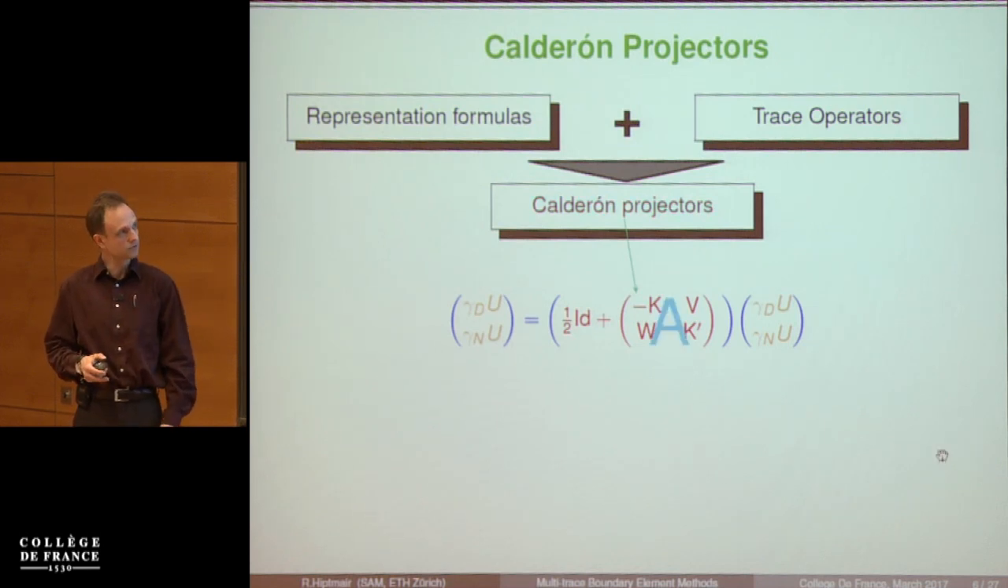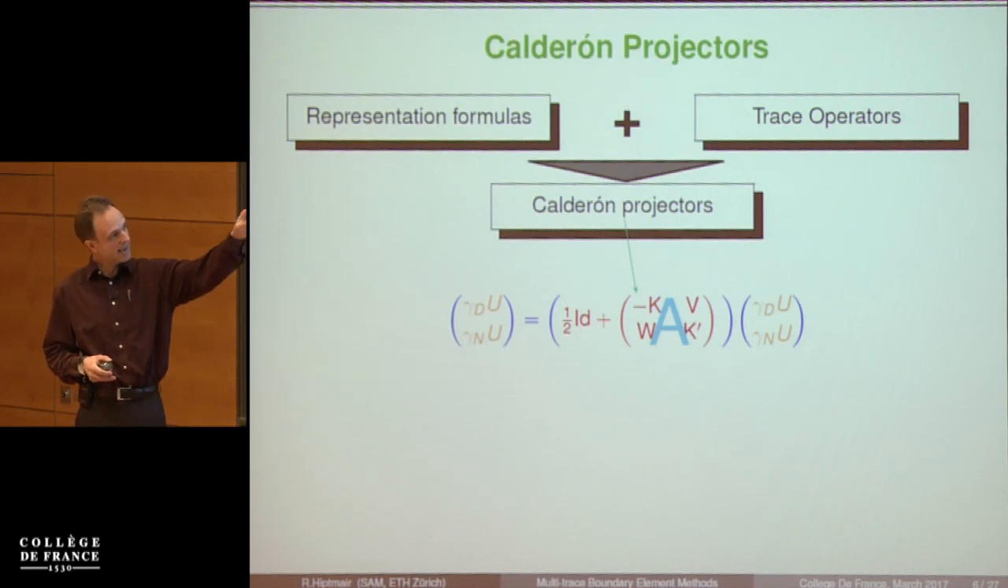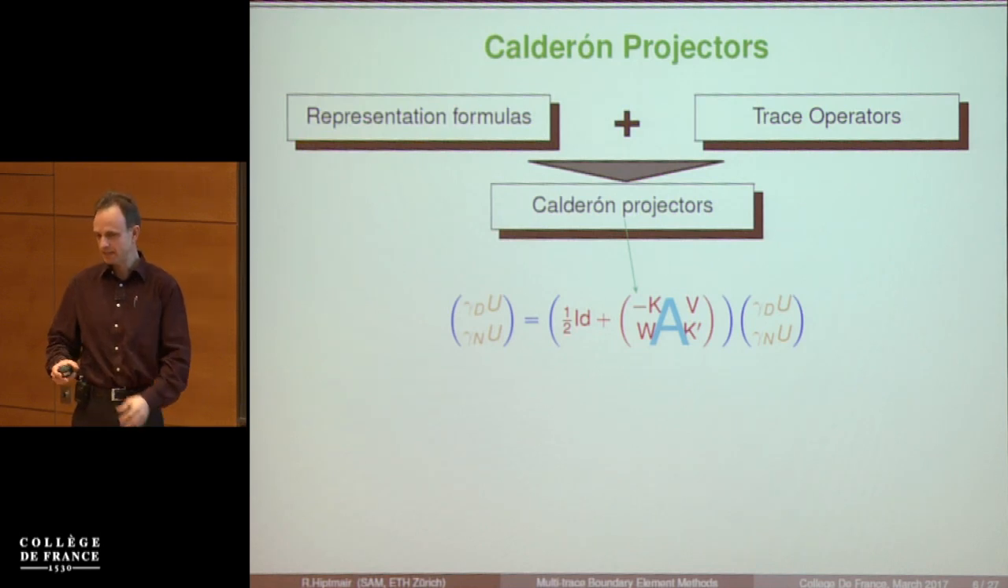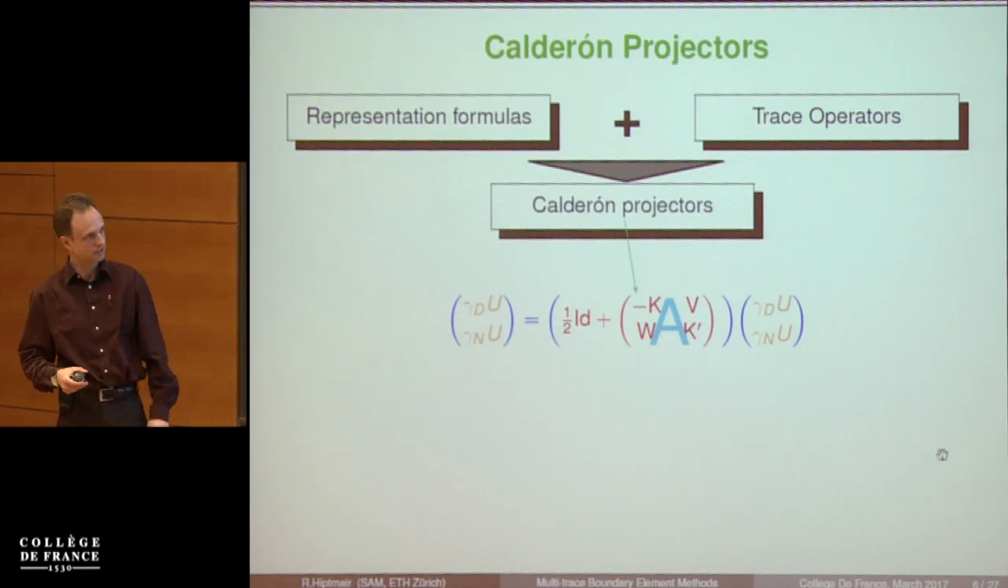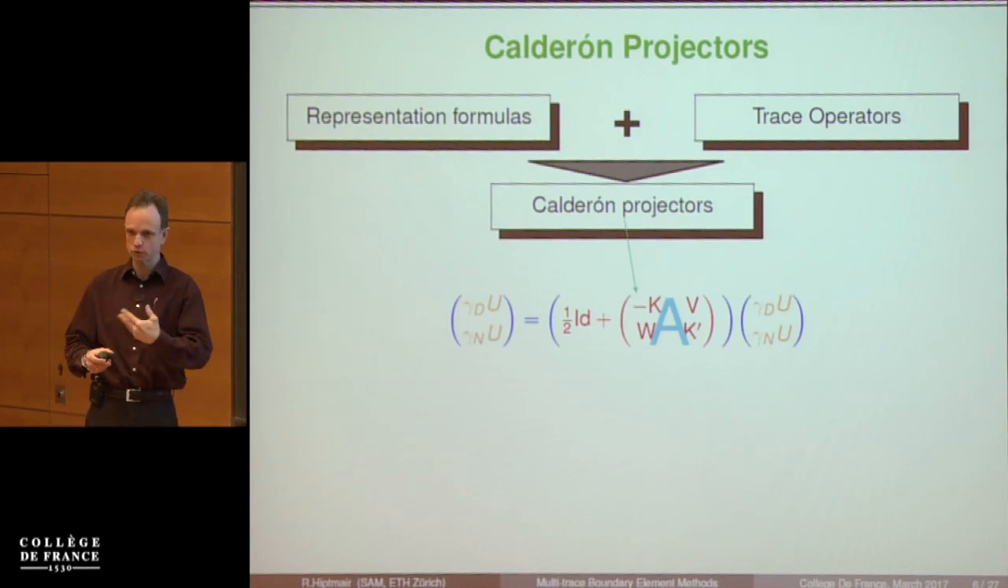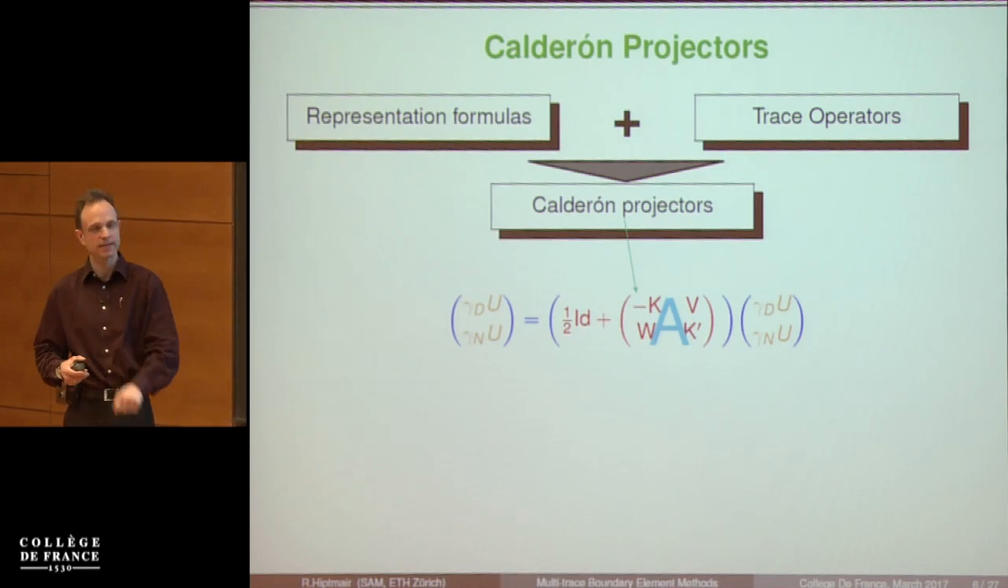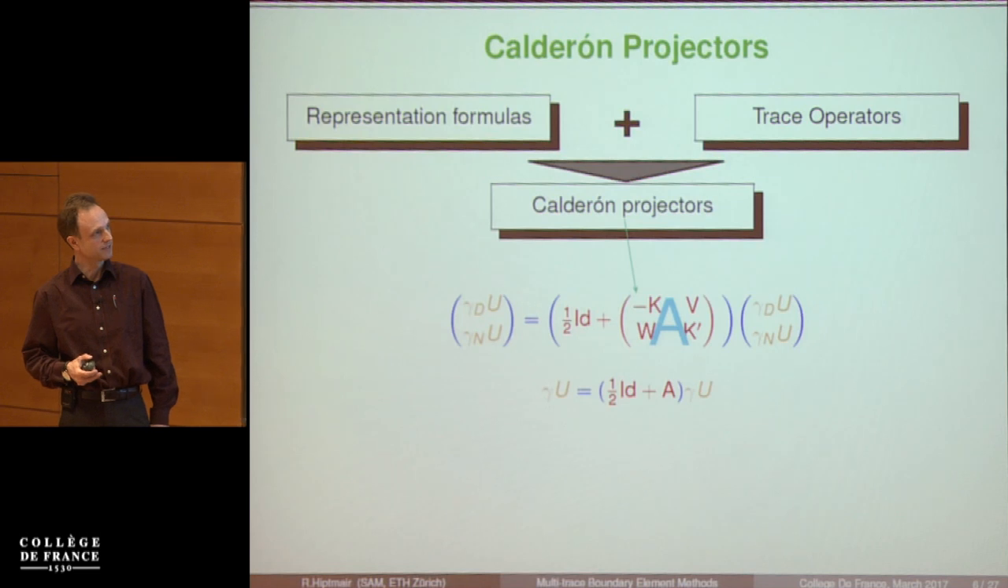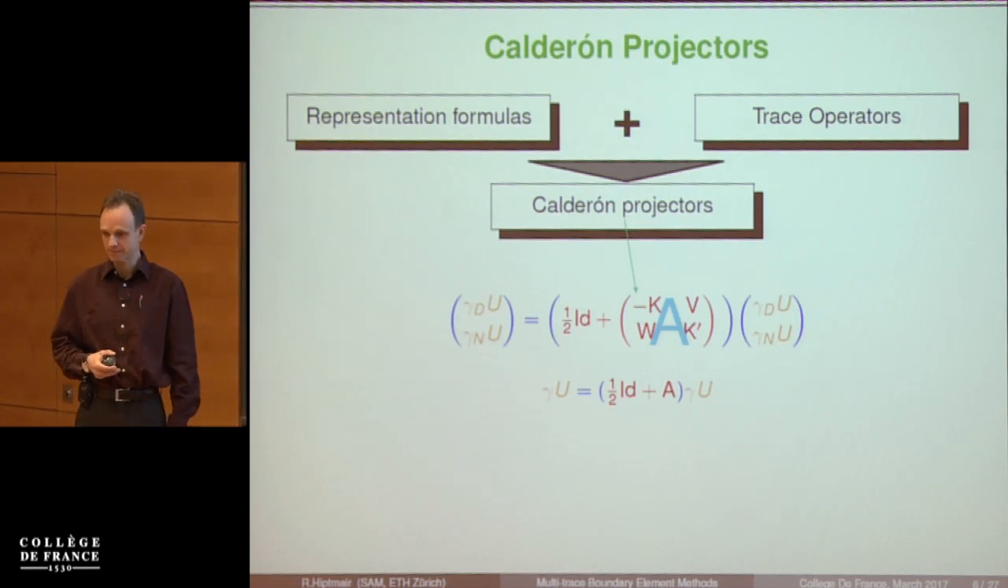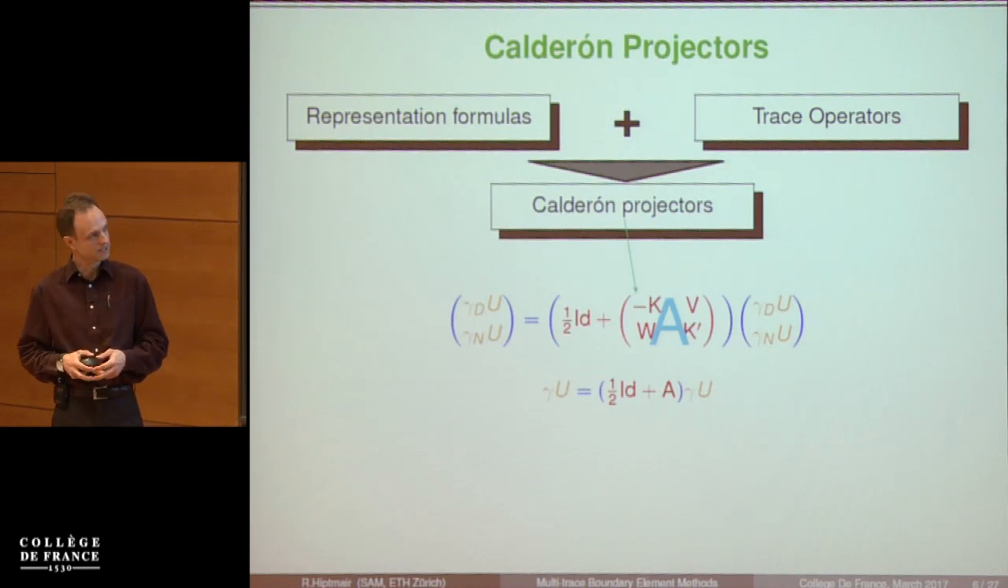And I would like to introduce an even more compact notation. So this A, this compound boundary integral operator, acts on a pair of traces, and such pairs of traces I call a Cauchy trace. So Dirichlet and Neumann together, and it returns another pair of traces. So we can also write it like this. And this is called a Calderon identity in its most compact form.